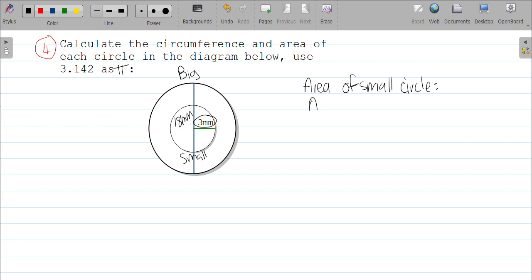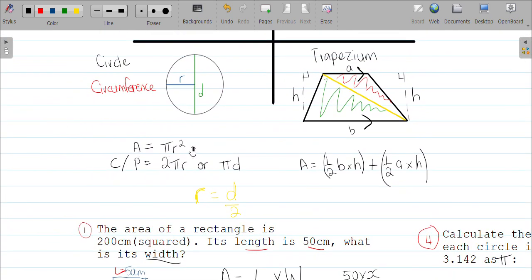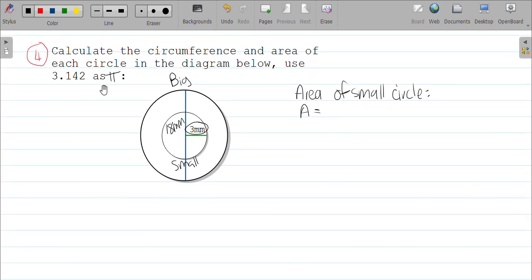Let's do that. What did we say area is equal to? Let me quickly help you guys. Area is pi r squared, and they said for pi we're going to use this number 3,142. So let's write that in. Area equals pi r squared. Now, do we have the radius for the small circle? Yes, we do. It's going to be 3 millimeters. Can you see that green line there? Radius, what's the definition? It's a line from the circumference to the center of the circle. That's the radius. It said that we need to use 3,142 as our pi.